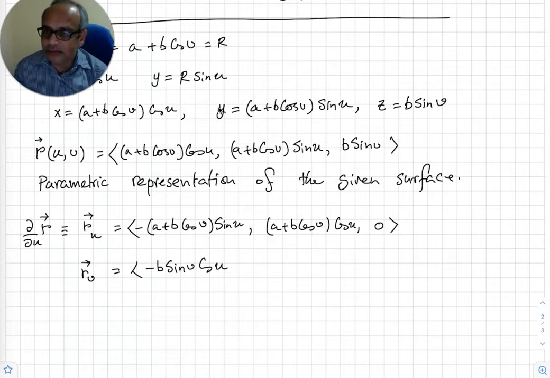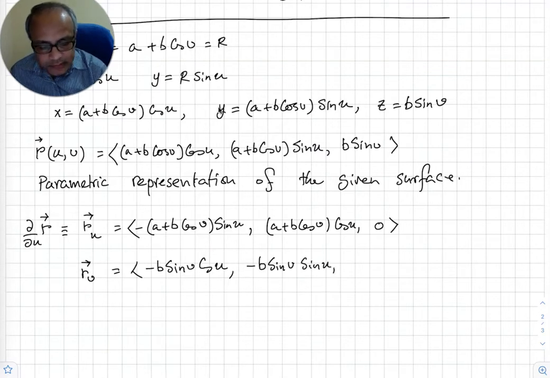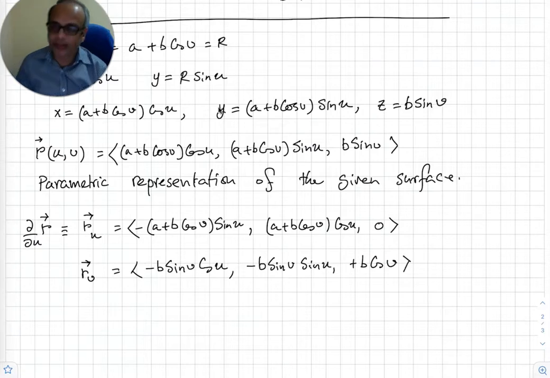times cos u. So cos u does not change. Second term, the same thing, negative b sine v, multiplied with sine u. And the third term, positive b cos v. Okay. So we have differentiated with respect to u, and with respect to v.